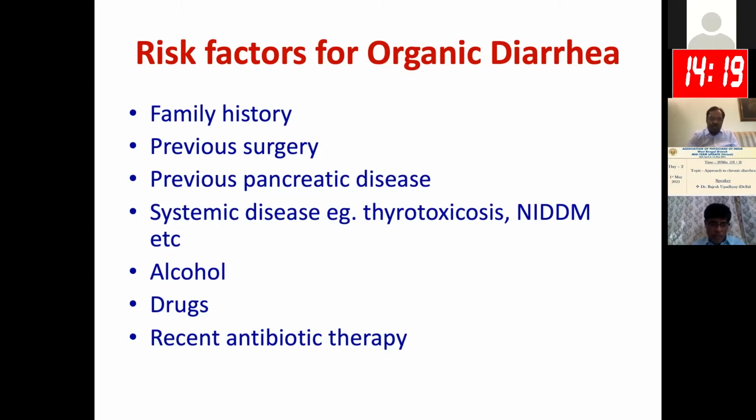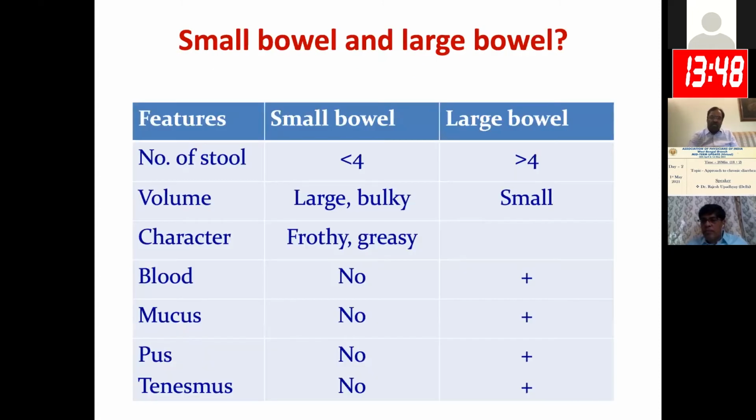And if you have a patient who has a family history, let's say, of malignancy or a previous surgery, those with a previous history of pancreatic disease, those with thyrotoxicosis or diabetes, those who are consuming alcohol, taking various medications, or a recent antibiotic therapy is very important because antibiotic associated diarrhea or a Clostridium difficile associated diarrhea is not uncommon. So these are situations where you must consider organic diarrhea.